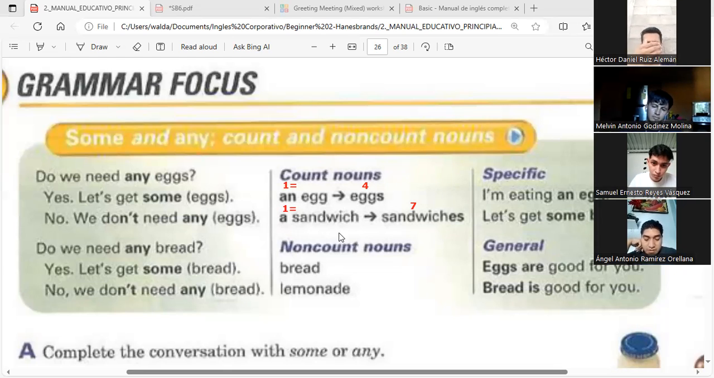No. Okay, perfect. Now the same thing with bread. Well, no, better said, not the same thing. It's the opposite with the bread. Bread, we cannot count bread. Okay, it's not possible to count bread. We cannot say, for example, three breads. Breads is not something we can put plural. It's not possible to say three breads. No.